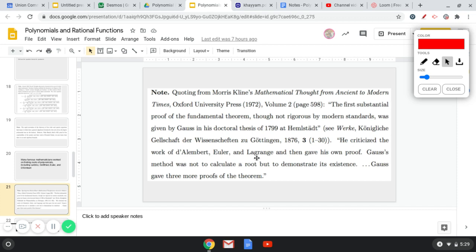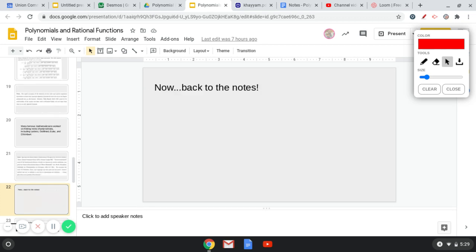He criticized all these other guys. Lagrange is another big name. He gave his own proof. Gauss's method wasn't to calculate a root, but to demonstrate that, hey, it exists. It's there. So, of the polynomials, while we don't have formulas for some of the higher order degrees, we can figure out if roots exist using the fundamental theorem of algebra.